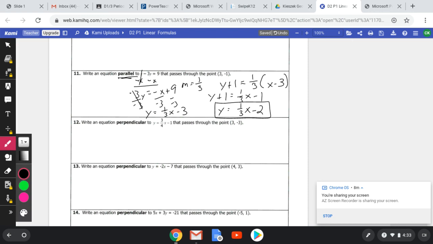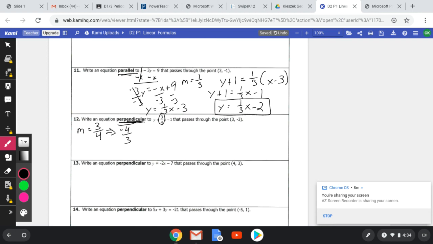So if I look at number 12, write an equation that's perpendicular to y equals 3/4 x minus 1. Well, what is the slope here? The slope is 3/4. But because it says perpendicular, I need to take the opposite reciprocal of that. So what is the opposite reciprocal of 3/4? It's -4/3. Remember, flip the fraction, change the sign. So this is the slope I'm going to use along with that point.